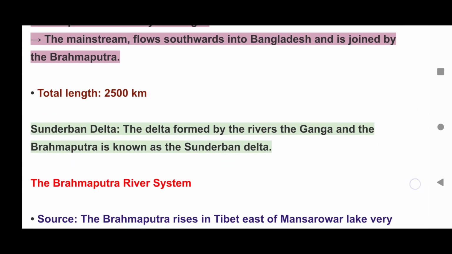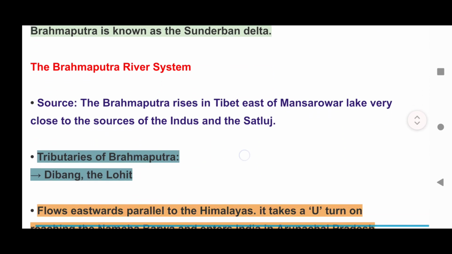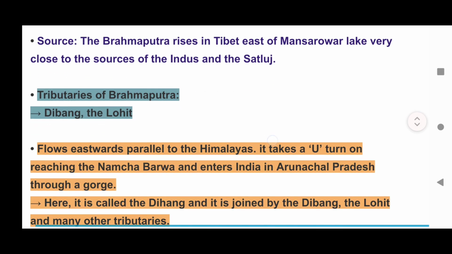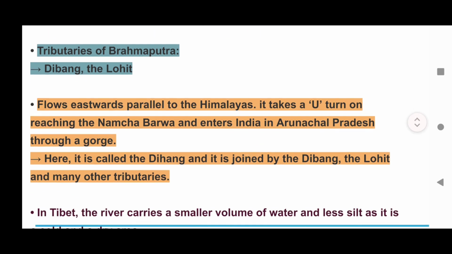Sundarban Delta. The delta formed by the rivers Ganga and the Brahmaputra is known as the Sundarban Delta. The Brahmaputra River System. The Brahmaputra rises in Tibet east of Mansarovar Lake, very close to the sources of the Indus and Satluj. Tributaries of Brahmaputra: the Dibang and the Lohit.